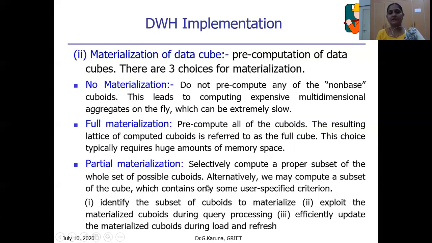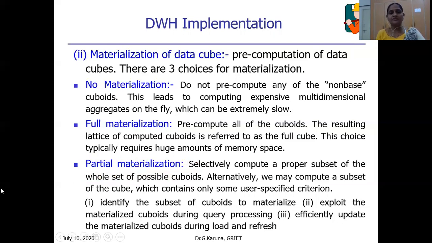Now coming to partial materialization. This selectively pre-computes whichever cuboids are required for our task. Only those cuboids need to be pre-computed before we apply the data mining technique. That is partial materialization. Obviously, it will take less space, it will reduce the time during the data mining task, and efficiency will be increased. That's why partial materialization is recommended.